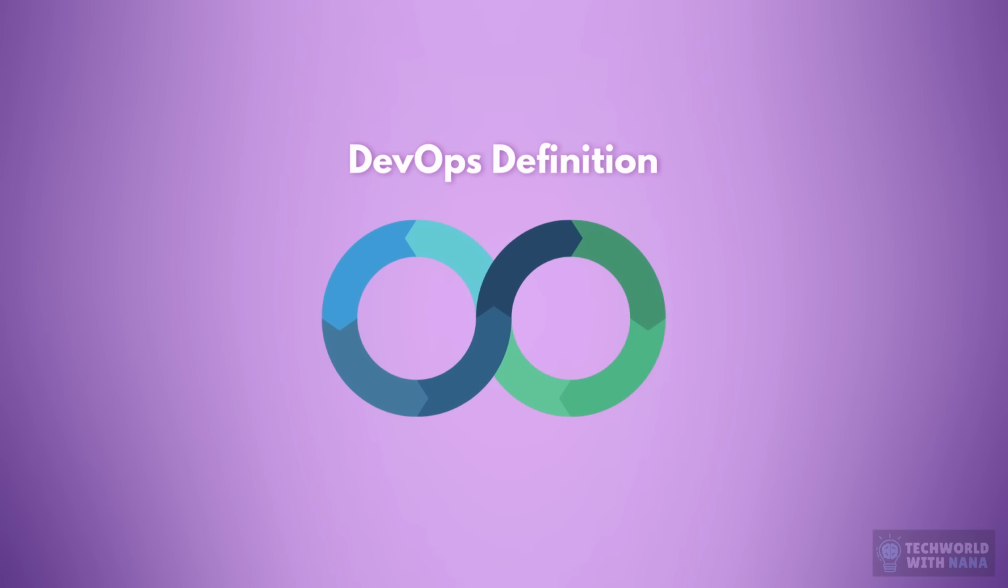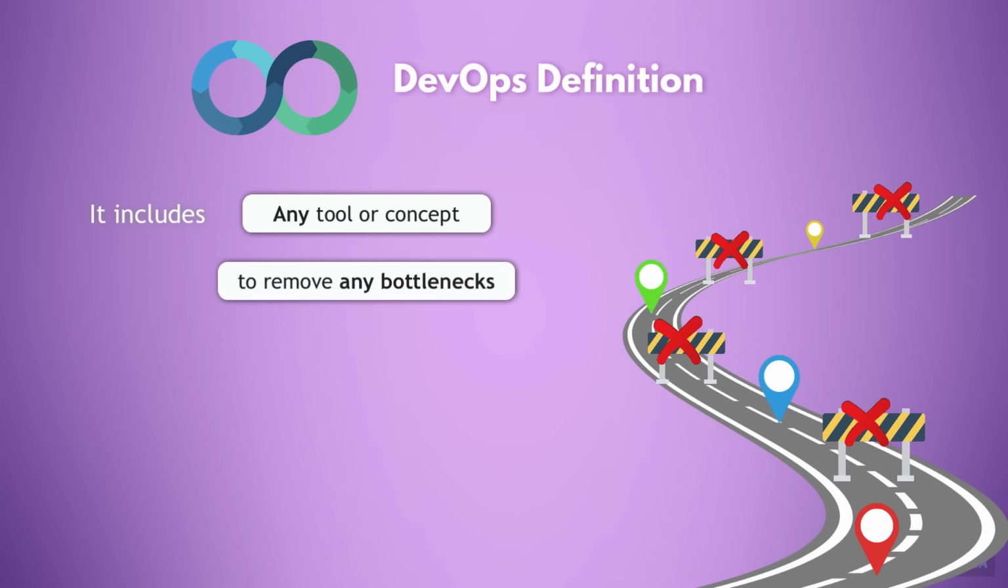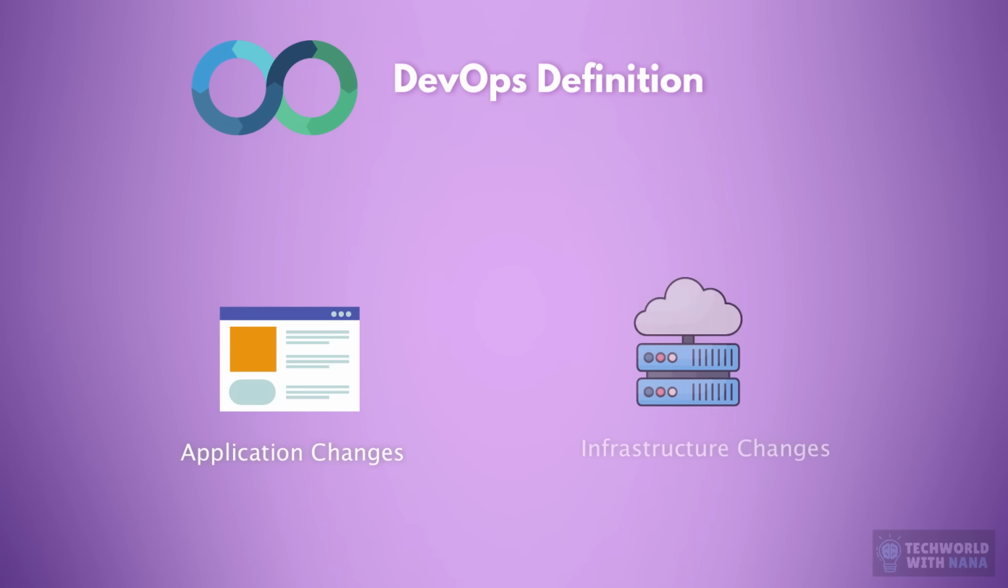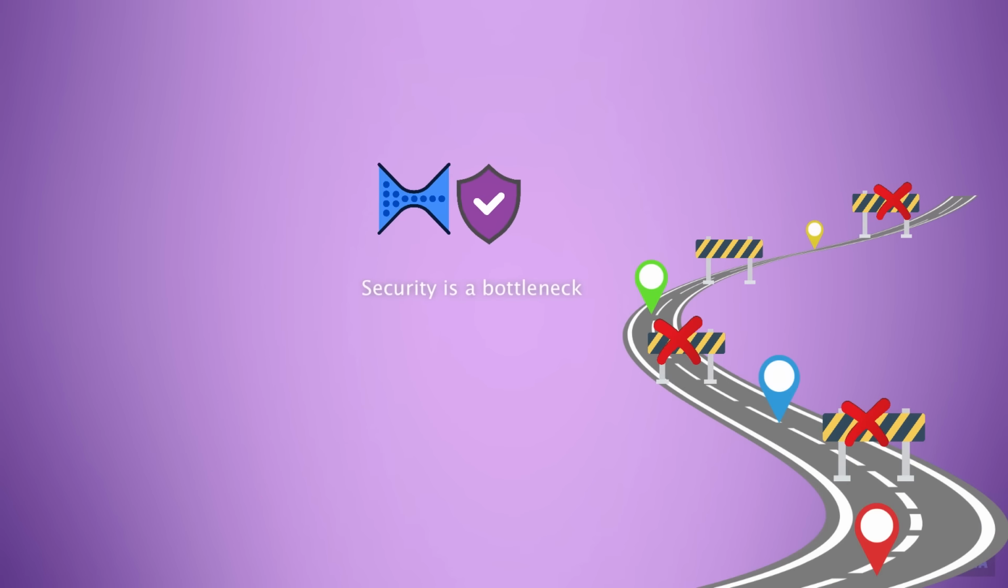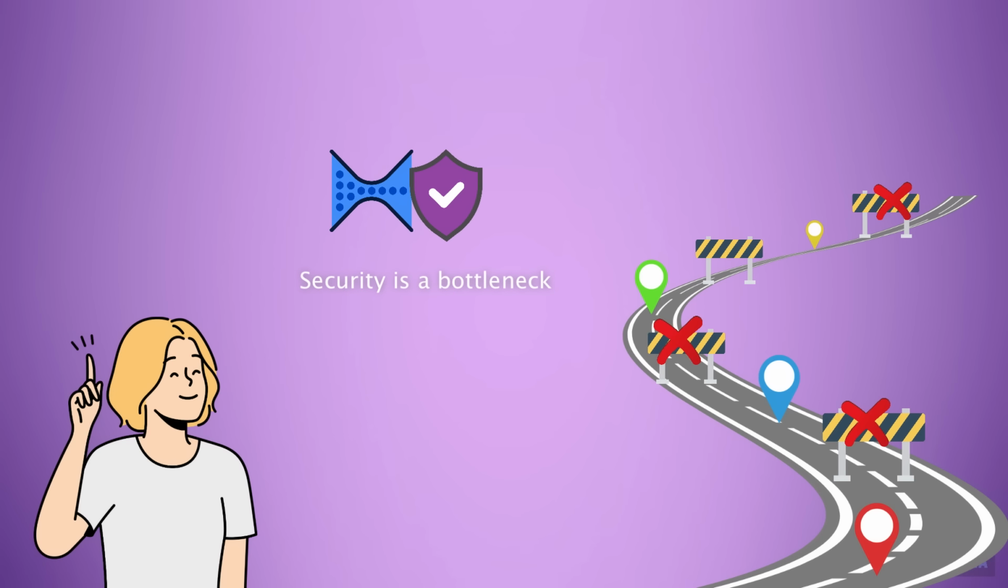Now, you remember my simplified definition of DevOps. Basically, what it really comes down to eventually is any tool or concept used to remove any bottlenecks on the way of releasing and delivering changes to the end user fast and with minimal bugs. And this applies whether it's application or infrastructure changes. So naturally, if security is a bottleneck in that release process, that should become part of the DevOps issue, that we have to eliminate this showstopper.